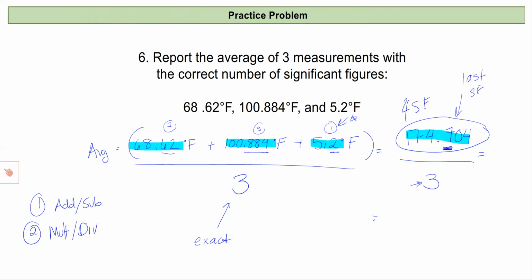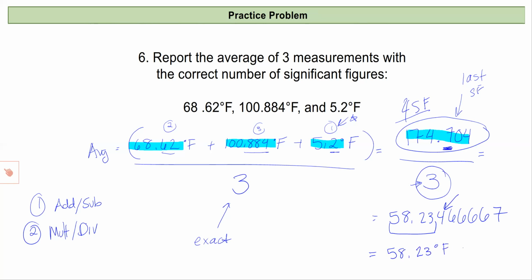So I'm doing multiplication and division, so I use that rule, but this exact number won't have an impact based on the number of digits it has. And so when I divide this by 3, I get 58.234666667 in my calculator. And I've got 4 significant figures, so right here. And if I look at my first digit to drop, it's less than 5. So I do not need to round up. So this will be 58.23 degrees Fahrenheit, my average, reported with correct significant figures.